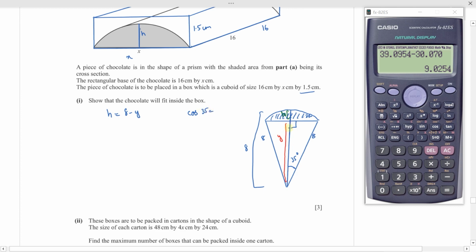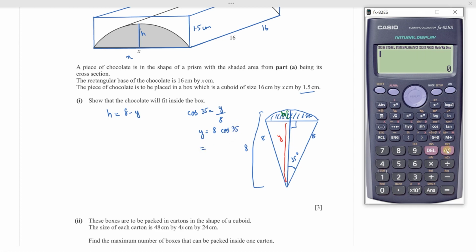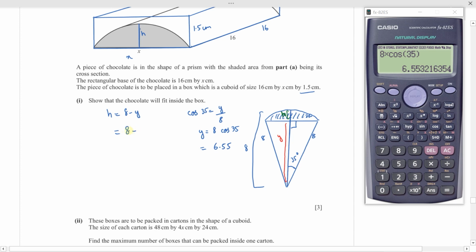Cos of 35 will be base over hypotenuse. Base is y, hypotenuse is 8. So y equals 8 times cos of 35. So let's calculate this. 8 into cos of 35 is 6.55. So your height h is 8 minus 6.55. So this is 1.45.